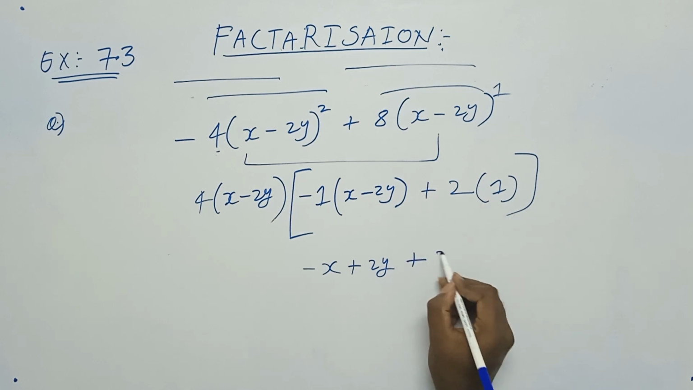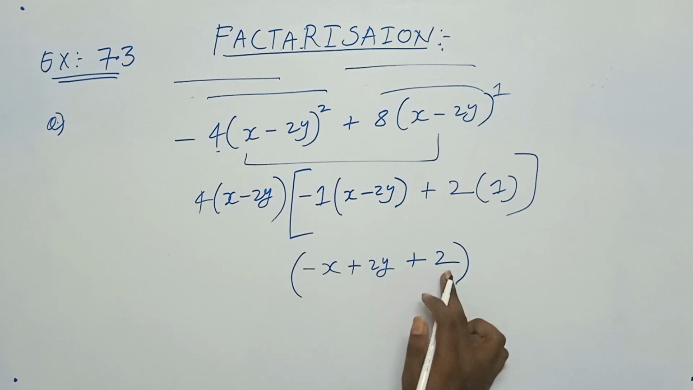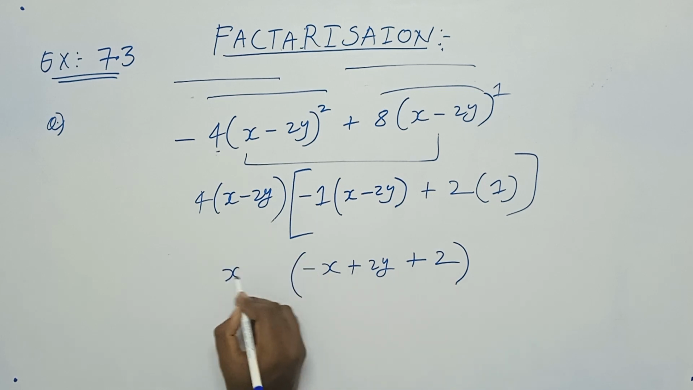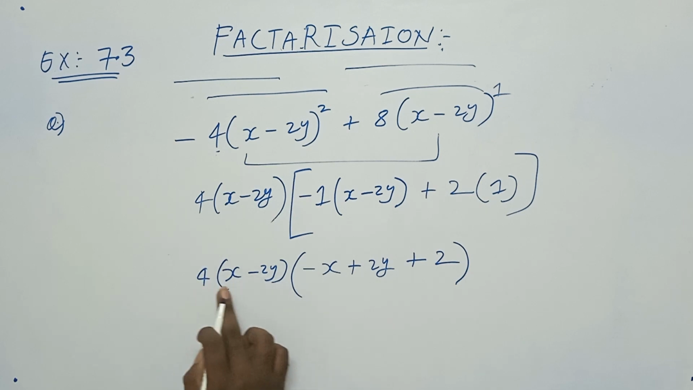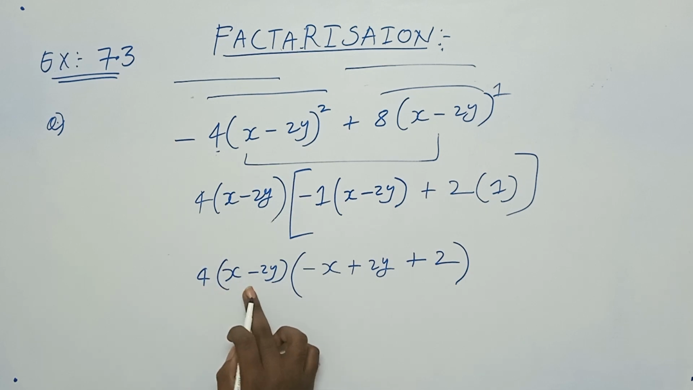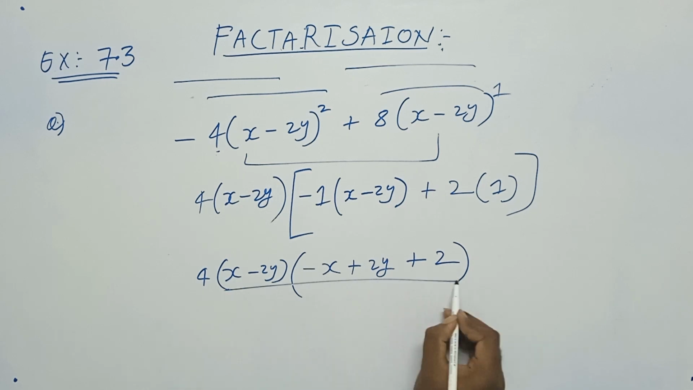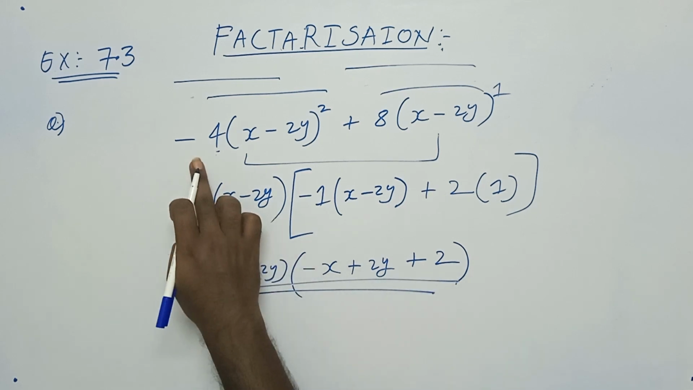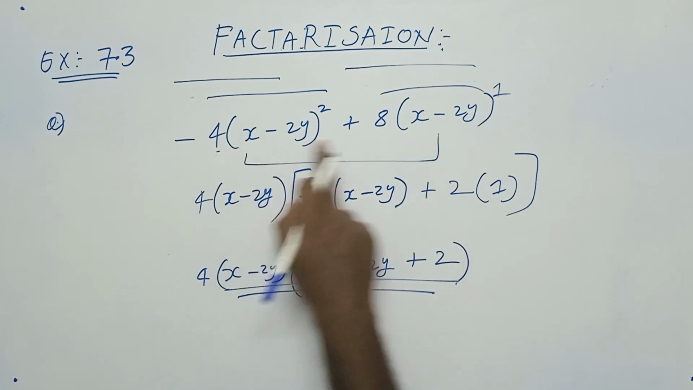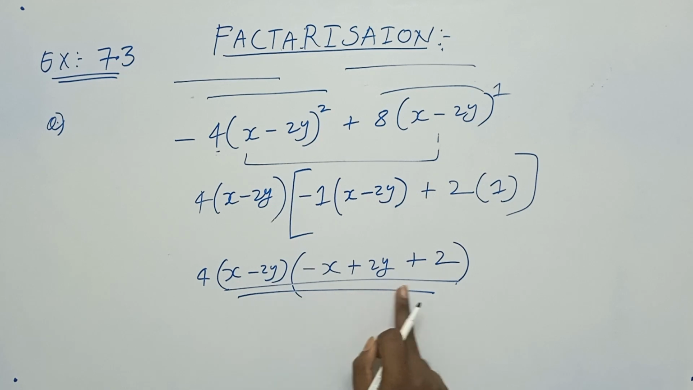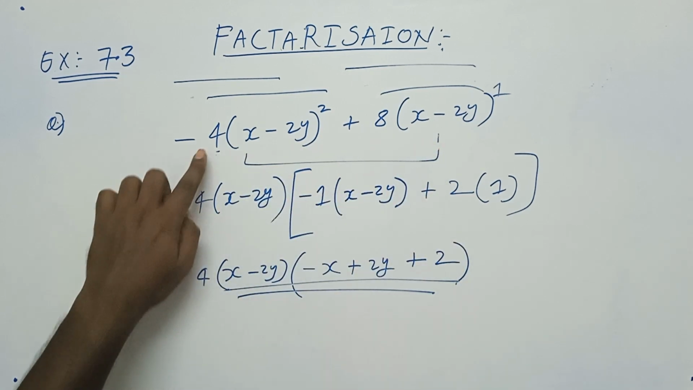Here you have a plus, 2 ones are 2. So we got minus x plus 2y plus 2, and you have x minus 2y here and 4 here. That means 4 times x minus 2y times minus x plus 2y plus 2 is the product of three factors of this given expression. That means 4 can divide this expression, x minus 2y can divide this expression, and minus x plus 2y plus 2 can divide this expression. So we got the factors of the given expression.